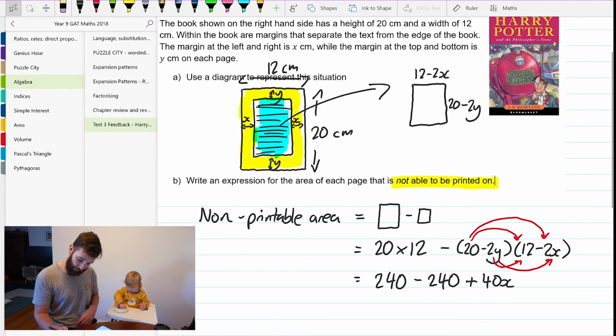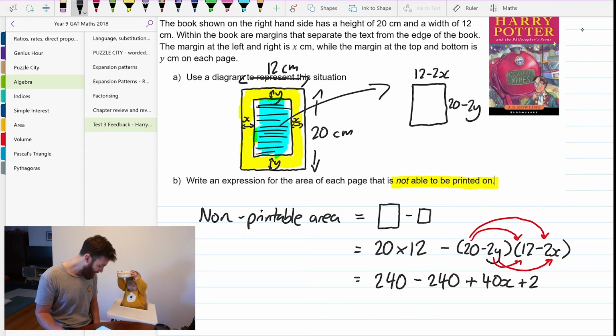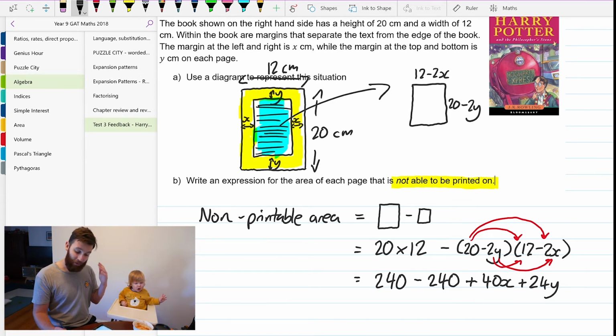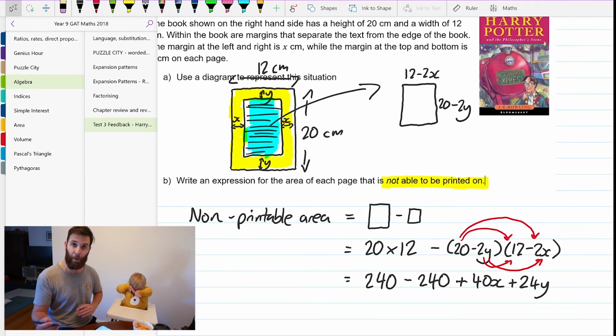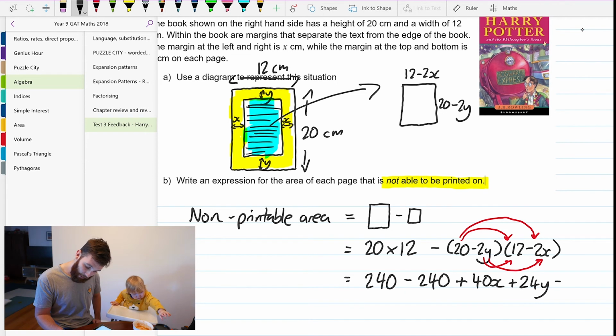Negative 2y times 12 would give us negative 24y, but again we have to change the sign. All right, are you finished? Well, I better hurry things up. And last but not least, negative 2y multiplied by negative 2x. Negative times negative would normally give us a positive, but because we have to reverse it, that becomes negative 4xy.